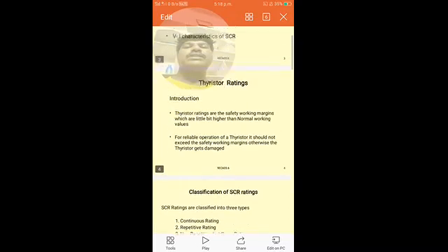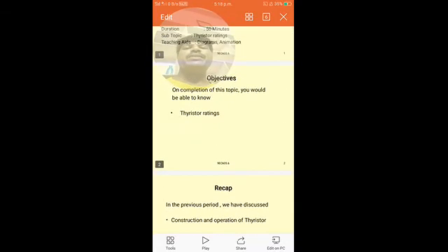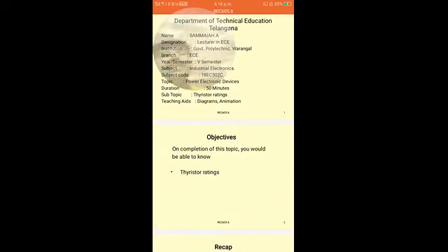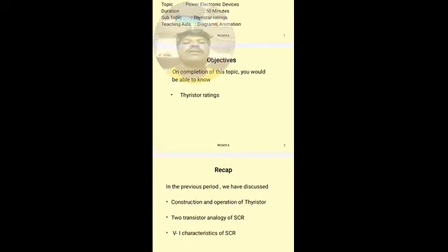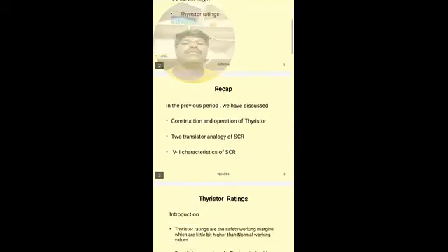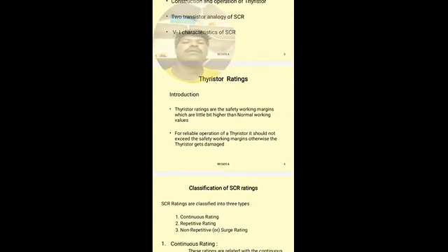So one more important topic, that is the ratings of SCR. We will see today the thyristor ratings. Ratings are safety working margins which are a little bit higher than normal working values. So for any device we have a voltage and current rating, and we should not operate above that rating. Before using the device in a circuit, we should know the ratings of the device.